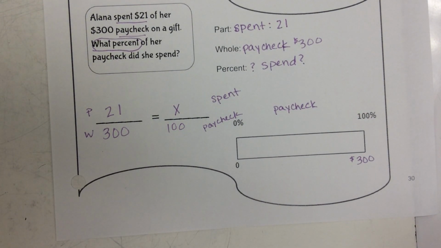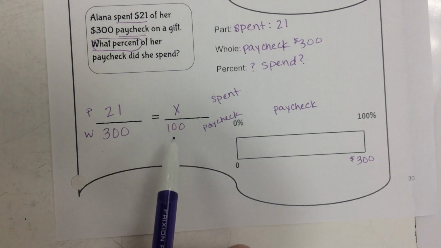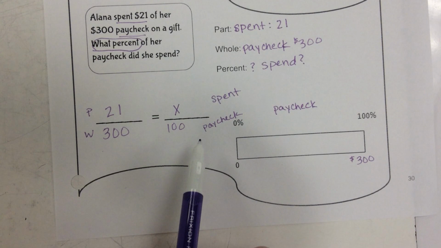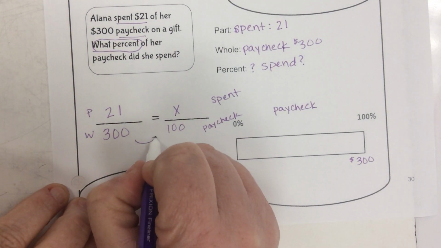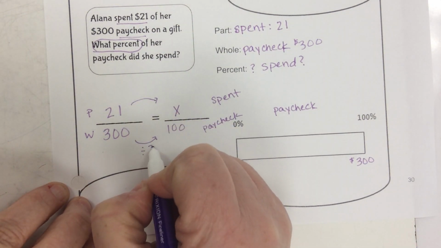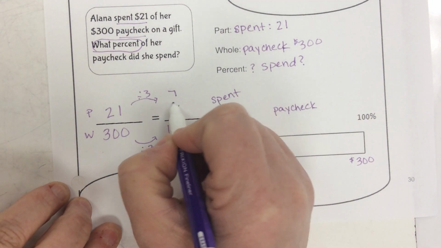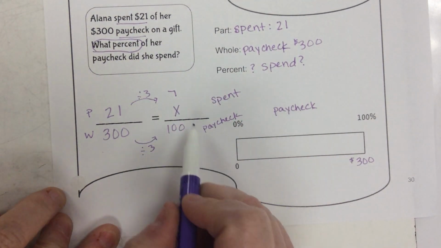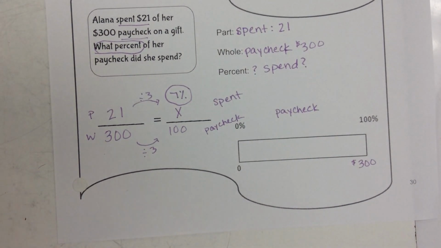You can solve these by using the same steps you use to solve your regular proportions. You could divide by 3 and divide by 3, and it would be 7. That means 21 divided by 3 is 7. That means she spent 7% of her paycheck.